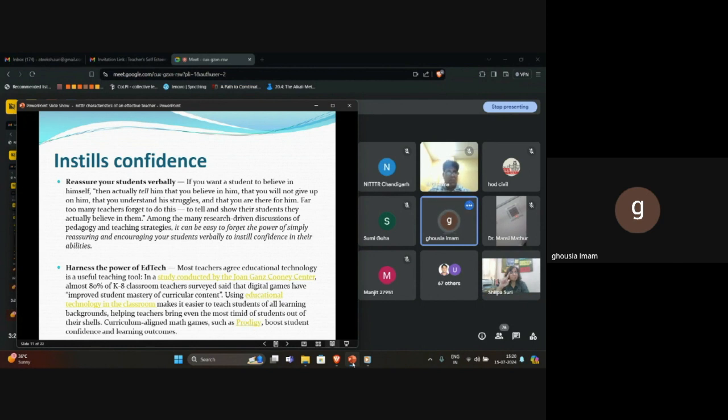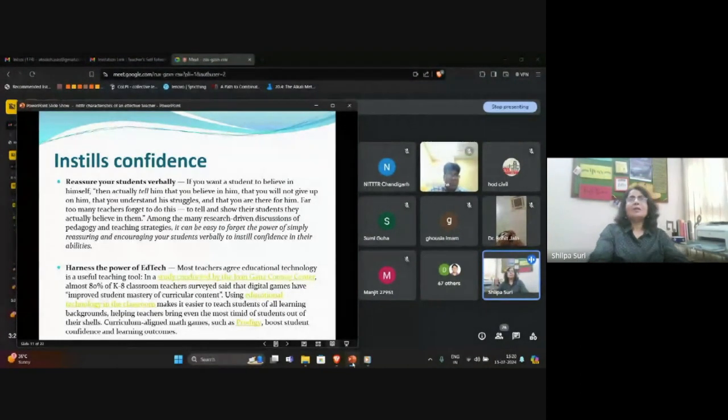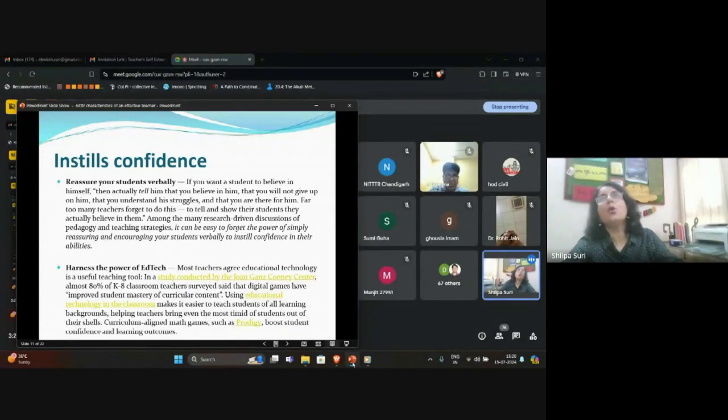So attention, second is appreciation, and third is affection. Be genuinely affectionate towards people. Love is an antidote for anything and everything. So it is so important that we learn and add a bit of these elements to our personality.